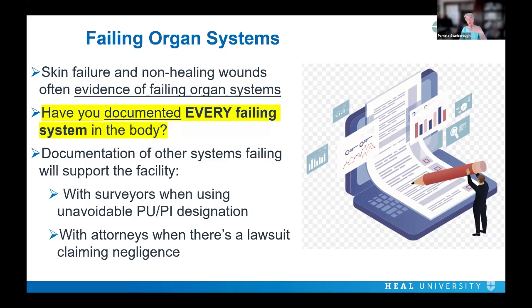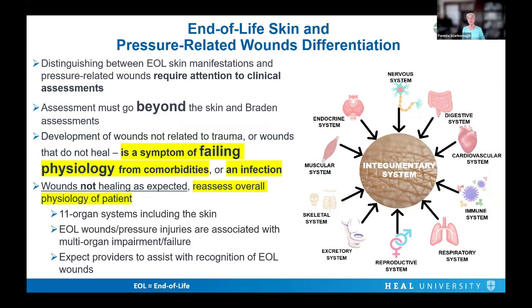So with attorneys, we want to also be able to talk to our attorneys logically. And it's going to take both sides to have this conversation about the organs. So end of life, skin and wound, and pressure injury related wound differentiation, we have to distinguish between these two. And it requires attention to your clinical assessments. It requires going beyond the 6 Braden parameters and looking at all of the other comorbidities and impairments that might be contributing to that wound, the origin of that wound, the stalling of that wound, and the degeneration of that wound.